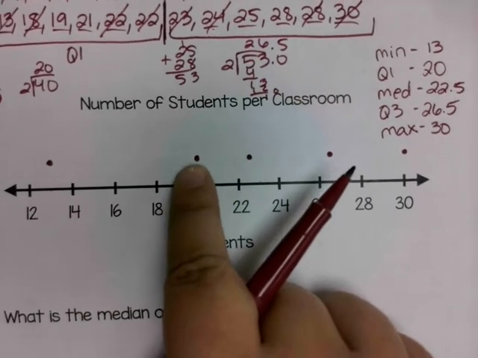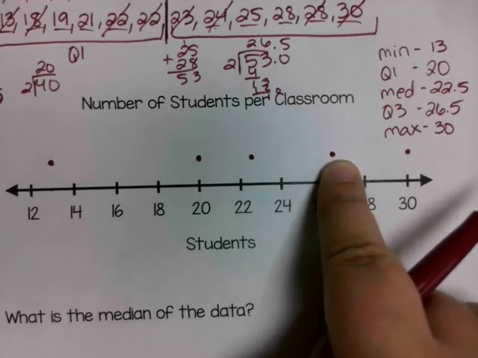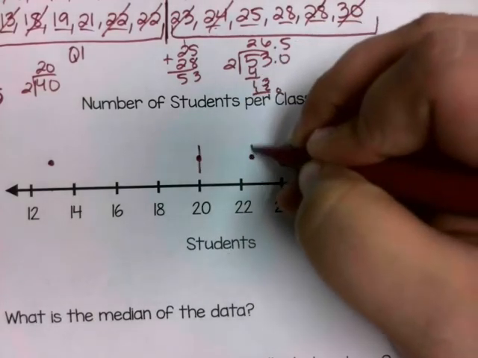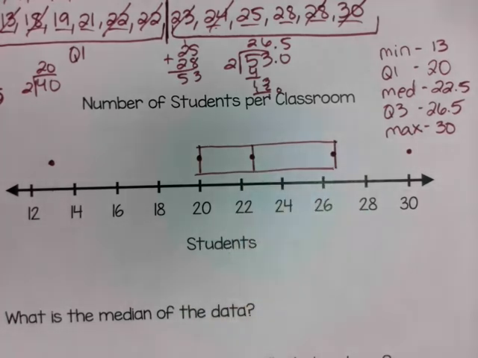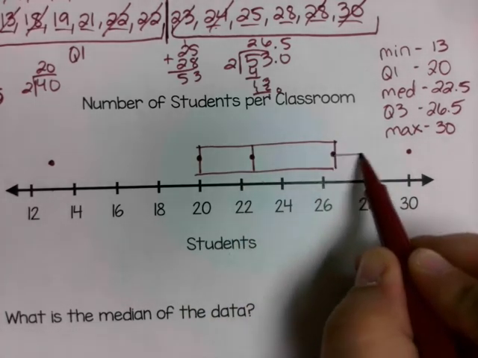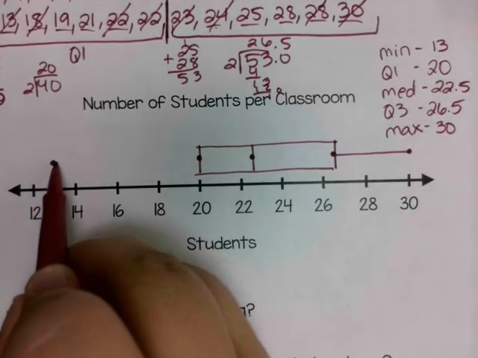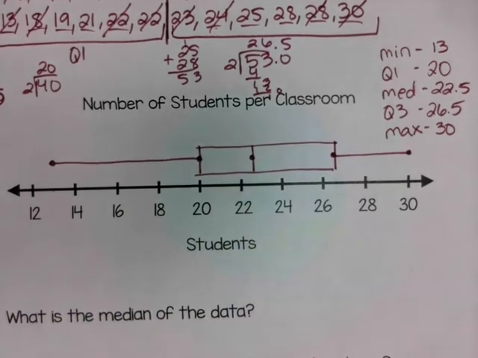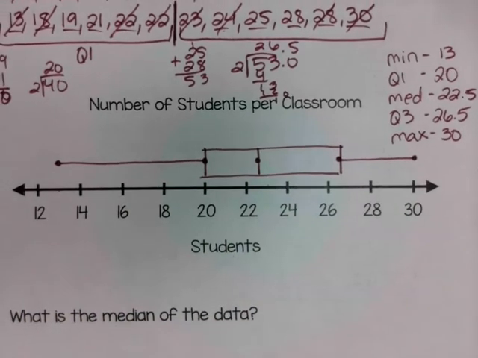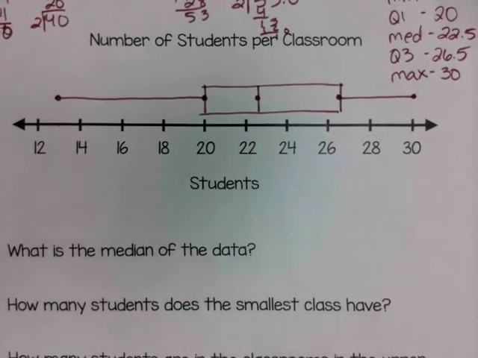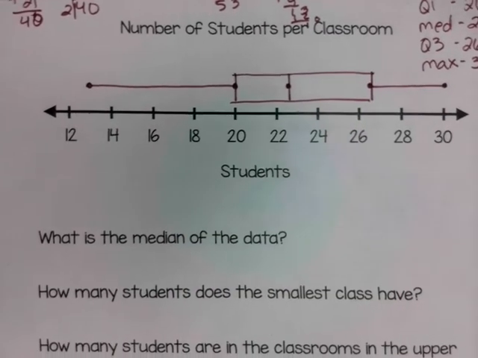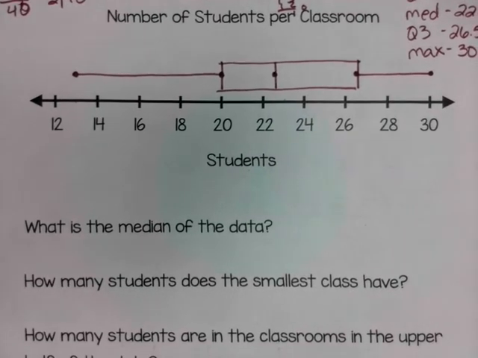So now we're going to take those 3 middle dots, the Q1, the median, and the Q3, and we're going to draw a line so we can create our box. And then from Q3 to the maximum, draw a line. From Q1 to the minimum, draw a line, and there is our box plot. All right, and then we're going to answer just a couple questions from this box plot that goes along with it. Your IXL skill today is going to have you create some and then also answer some questions from some.